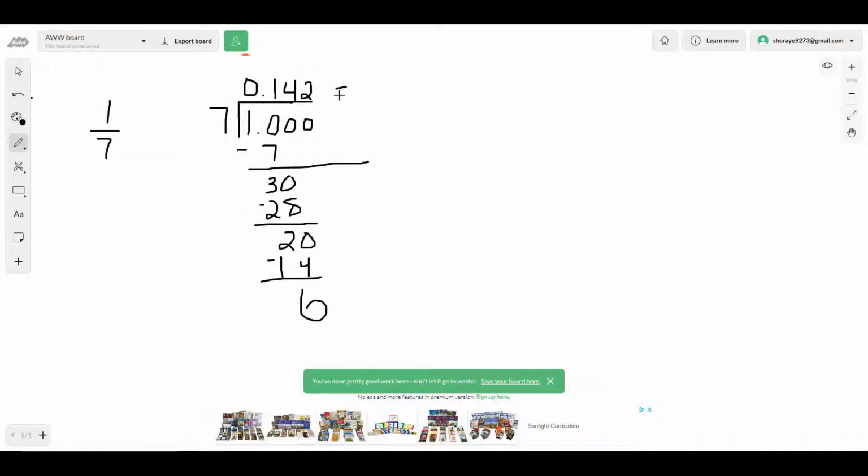So to round, this is the hundredth. The 2 makes the 4 stay the same. So the answer would be this. The decimal equivalent of 1/7. So if you had to write 1/7 as a decimal, it would be 0.14 because we divided it. Okay, that's all you do.